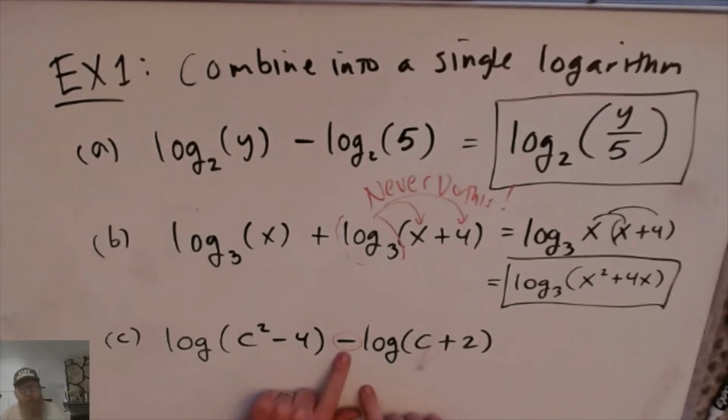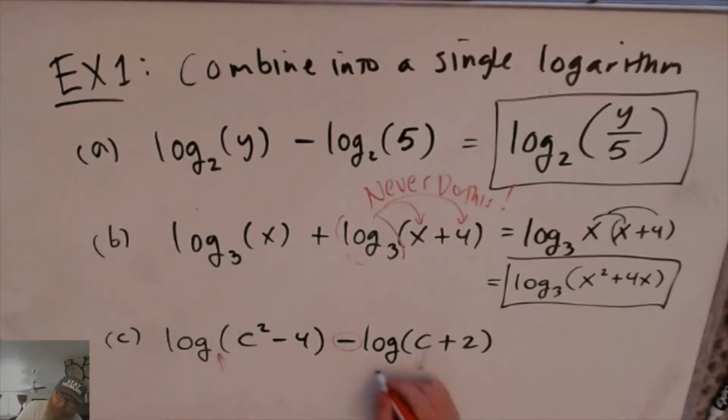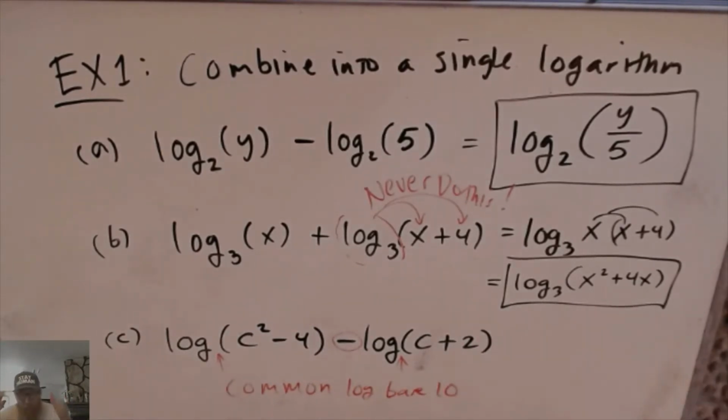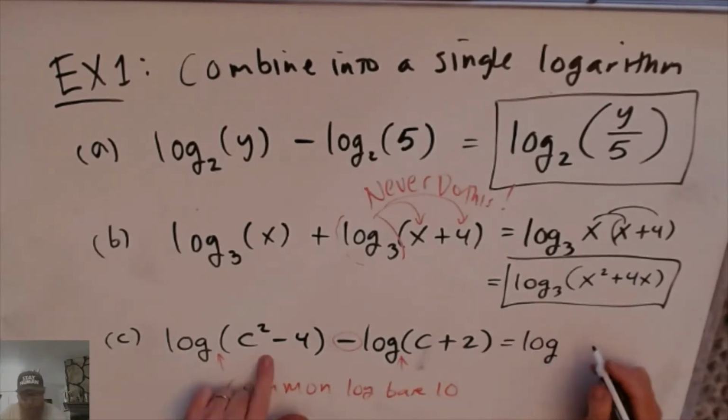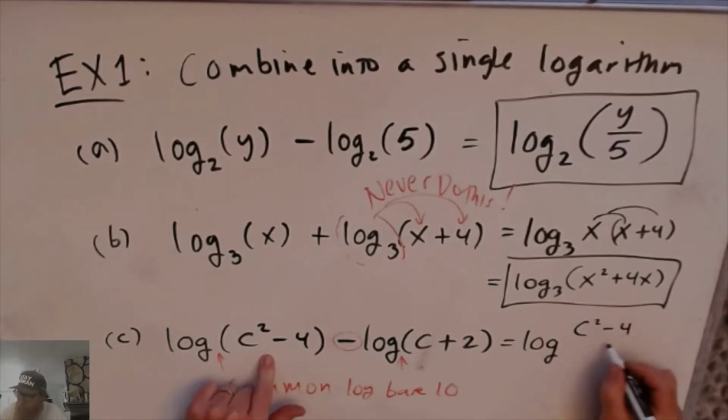What you want to do is just use the property. This is a common log. If you don't see a base, we assume that it's 10. All right, you don't have to put the 10, but in your mind, you know that that means base 10. And now we're using the quotient property. That'll be c squared minus 4 over c plus 2.